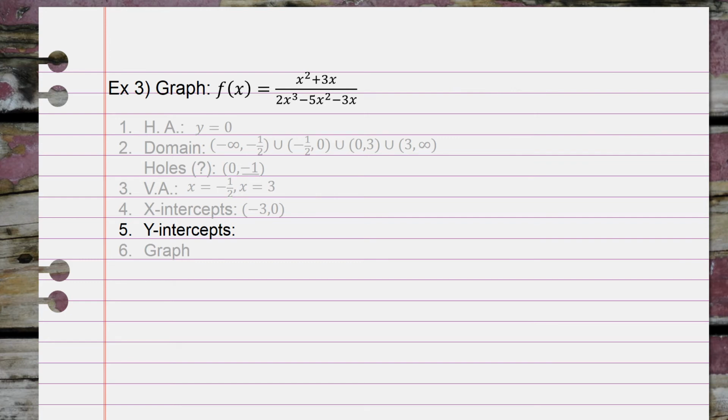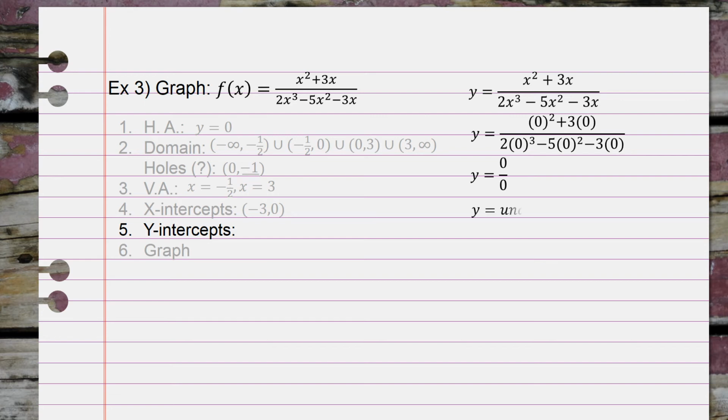Now for the y-intercept. The y-intercept is simply where x equals 0. So we take the original function, we plug in a 0 for every time you see x, and then we simplify. Well, 0 squared is 0, 3 times 0 is 0, 0 cubed is 0, 0 squared is 0, 3 times 0, there's a whole bunch of zeros going on, and when you simplify, you're left with 0 over 0. Now, can you divide by 0? No. This is actually undefined, which means there is no y-intercept.